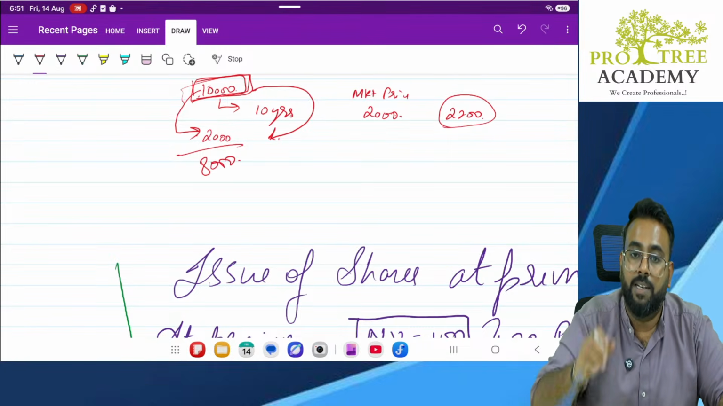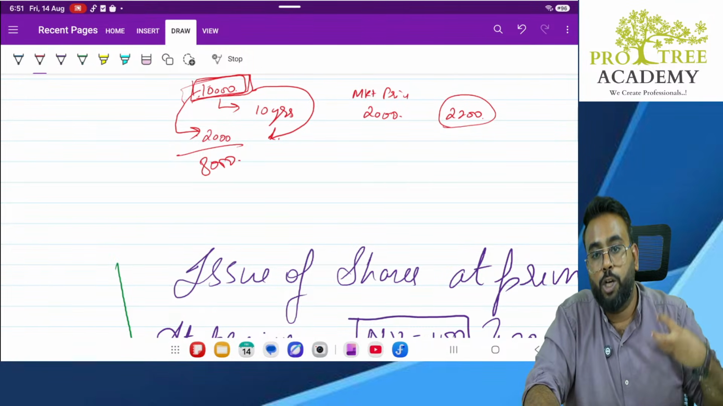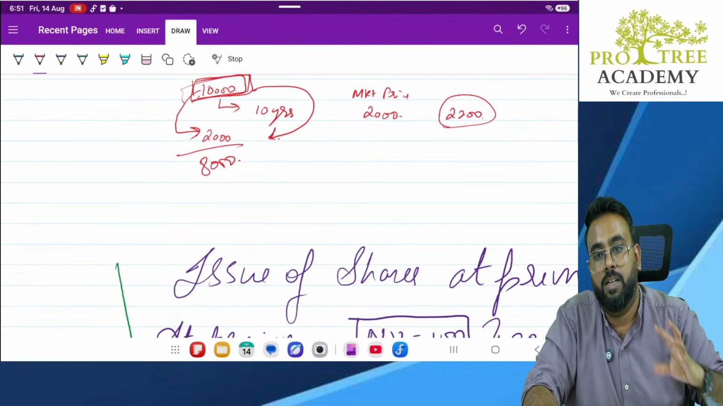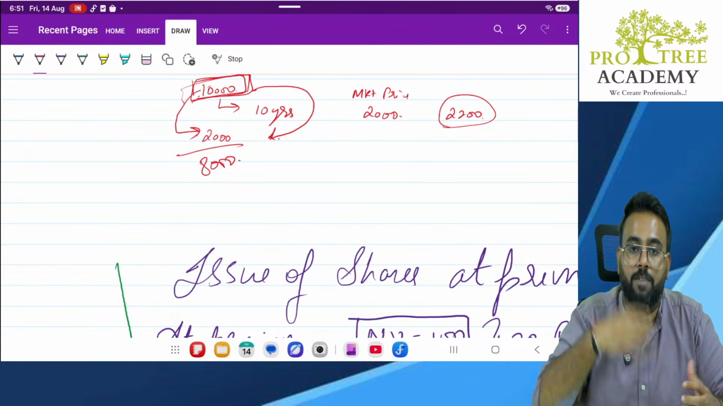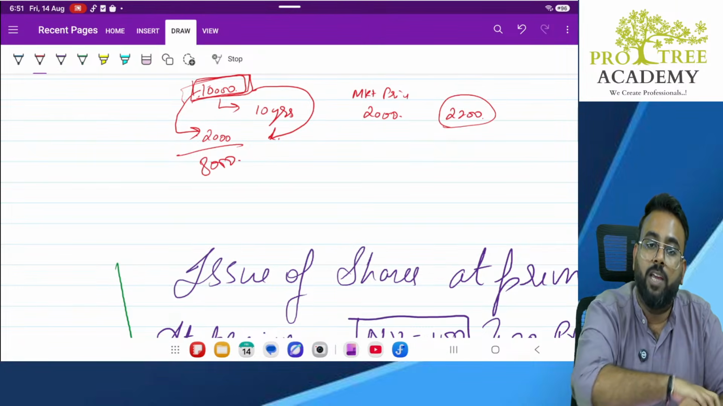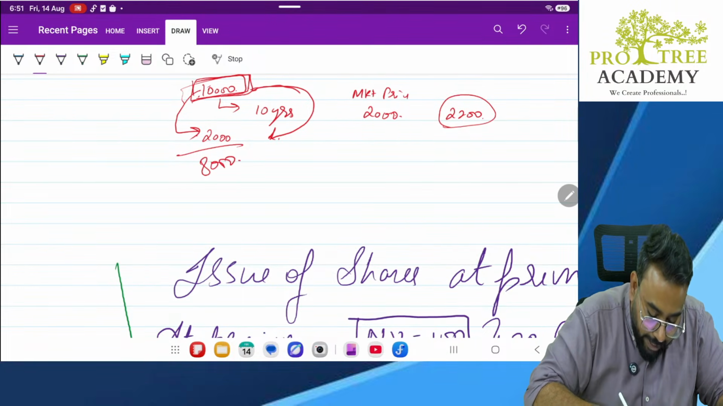Clear? But in India, there is a rule that a company cannot hold its own shares. That means I cannot be the owner of myself. Understanding? So the company cannot hold its own shares. So what the company does is it pays the money, takes 2,000 shares and cancels them.